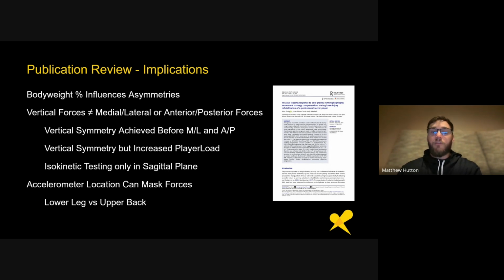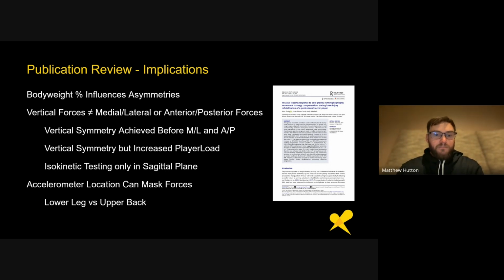So being mindful that if you're just using a force mat or a force plate, your vertical forces might not show an asymmetry. But if you go have them run on a field or even on a treadmill on an Alter G, you might see some of those side to side or anterior posterior asymmetries, rotational deficits, things like that.